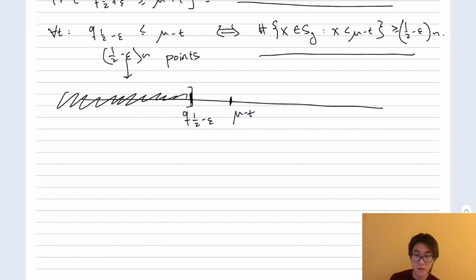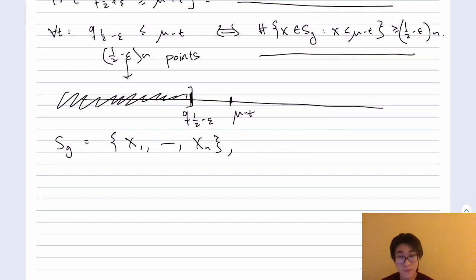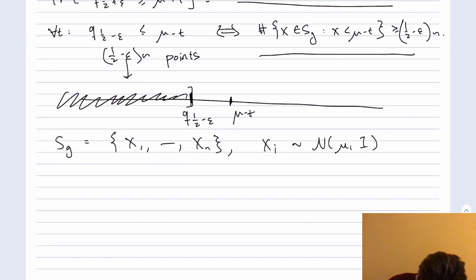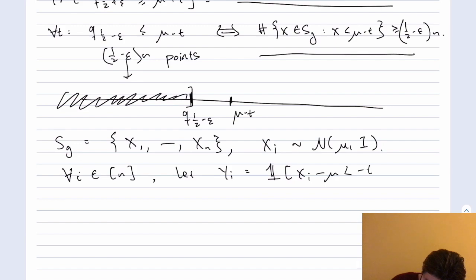And to do so, I'm just going to introduce a little bit of notation. So first of all, I'm going to call the points in S good x sub 1 through x sub n. And recall that since these are the set of uncorrupted points, the original points, by assumption, these are just independent draws from a Gaussian with mean mu and variance 1. Now for each i, I'm going to define the following auxiliary variable, which is an indicator that xi minus mu is less than minus t. So it's 1 if this happens and 0 otherwise.